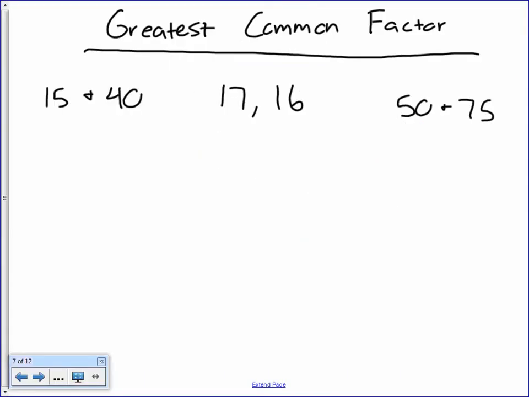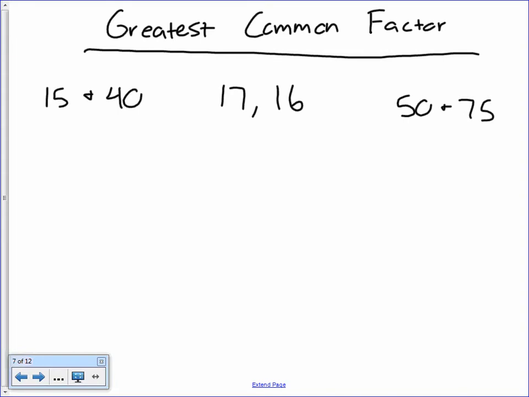The next topic, we're going to get into greatest common factor. So a greatest common factor is a number that divides, and if you're looking at 2 or 3 numbers, divides all those numbers, whether it be 2, 3, 4, or whatever, and it is the biggest one. So if you look at 15 and 40, now you can do this a couple different ways. Some of you might be able to just do it in your head and say, well, let's just see what numbers divide both of those, and then what is the biggest one.